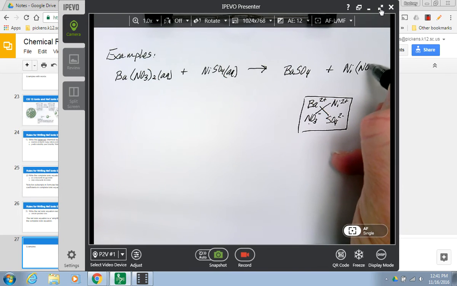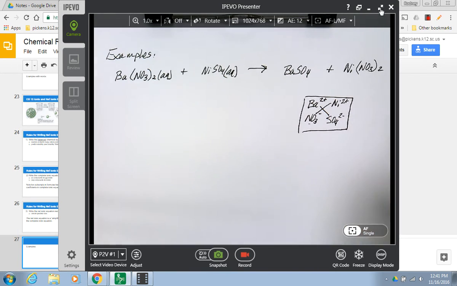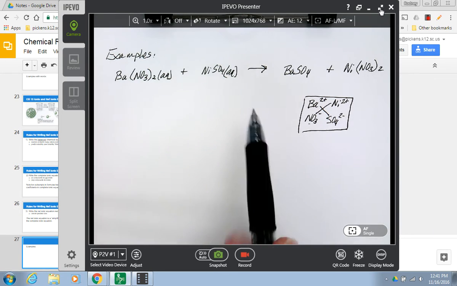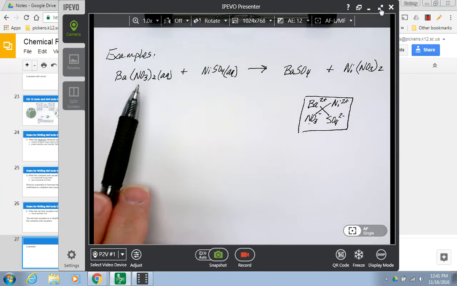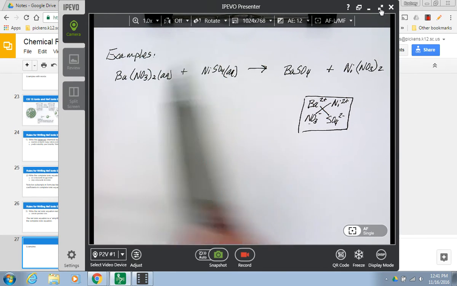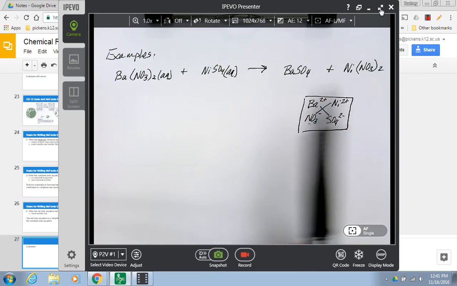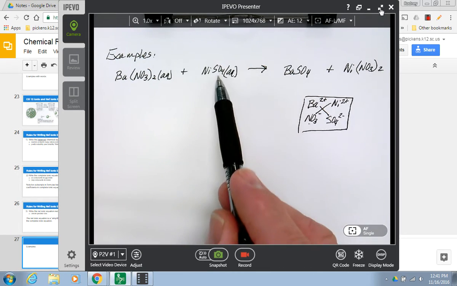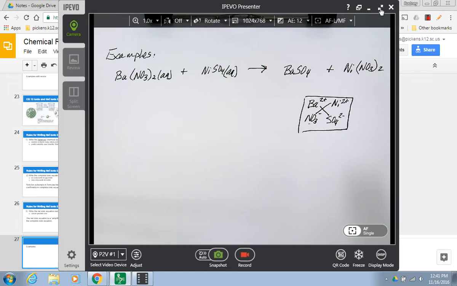So we need to have it NO3 in parentheses with a 2 on the outside. Then we need to go back and balance this. Check and see that it is balanced. Here we have one barium. We have 2 nitrates, and here we have 2 nitrates. Nickel, we have 1 and 1. Sulfate, we have 1 and 1. So it's okay and it's balanced.